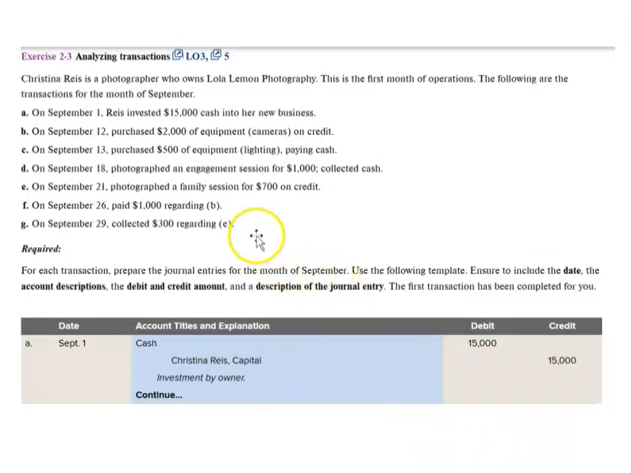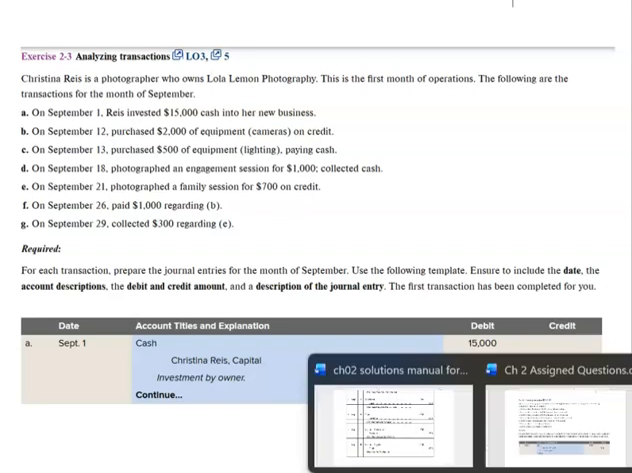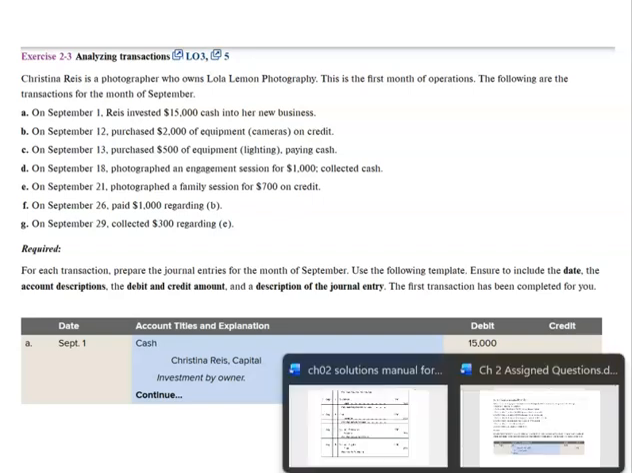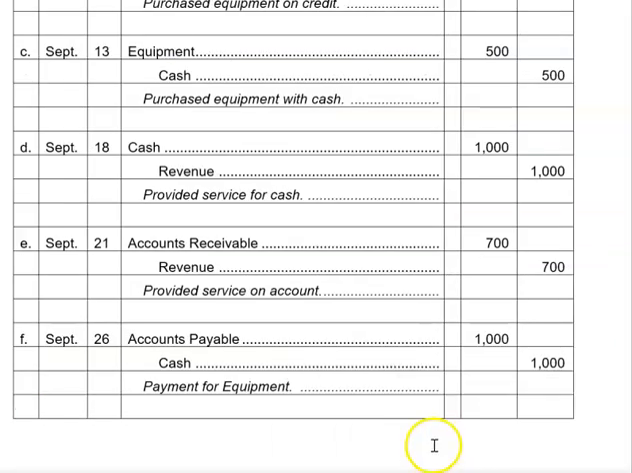The next one, on September 29th, we collected $300 regarding E. So E, we did the family session and created the accounts receivable. Now the family's paying us $300 towards what they owe us. Typically, people would pay the whole invoice, but for the exercise, that's what they're telling us is happening.